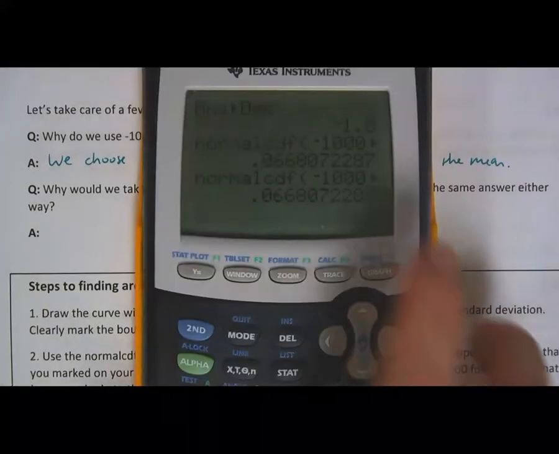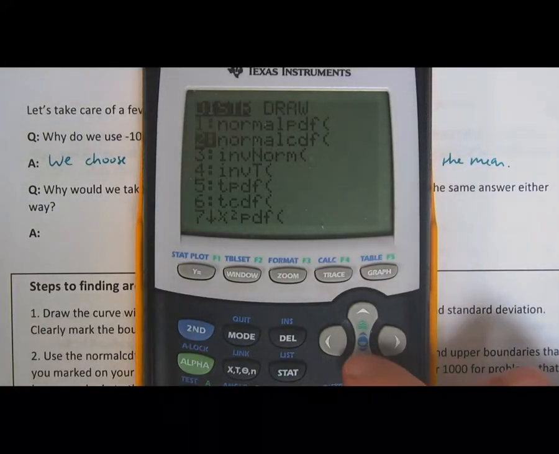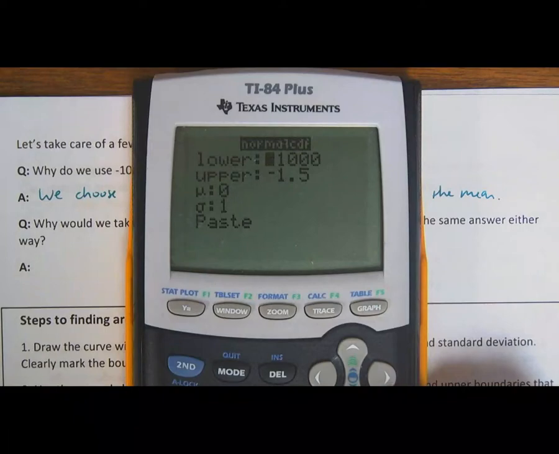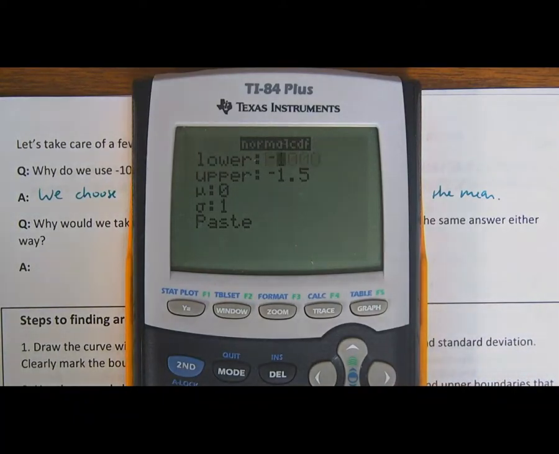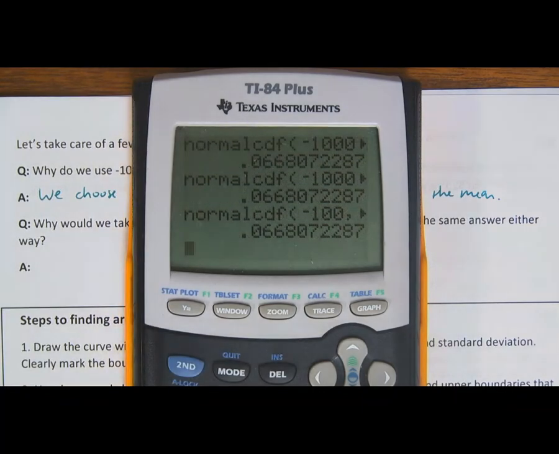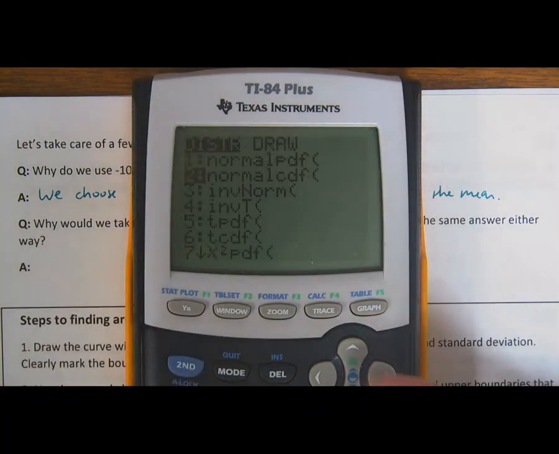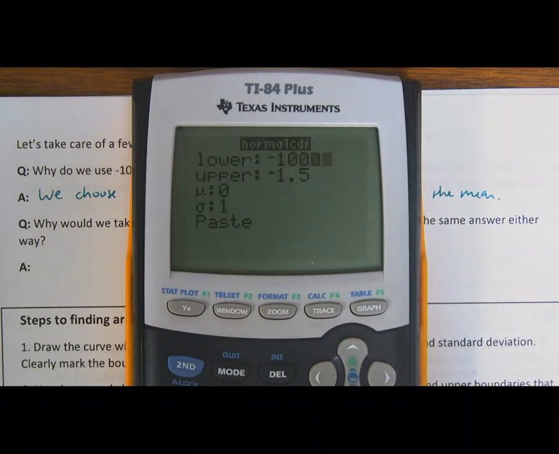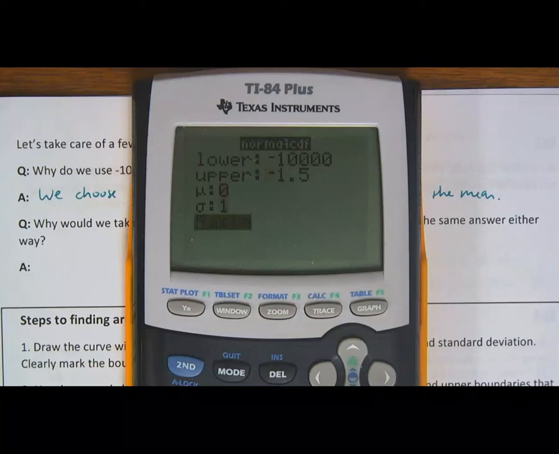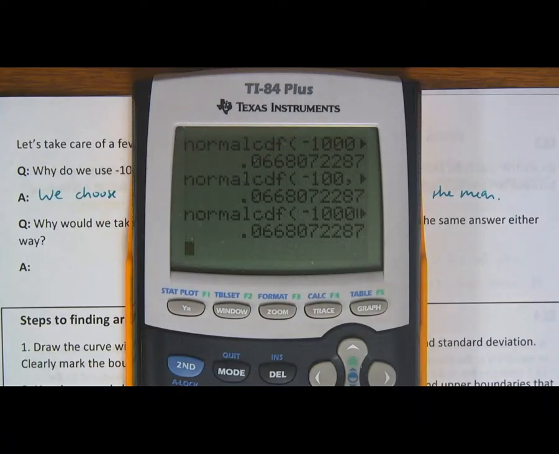But let me show you something. What if, instead of putting negative 1,000, I forgot and put negative 100? Does it change the answer? Okay, what if I got carried away and accidentally put negative 10,000? Does it change the answer? No. So don't get too hung up on how many zeros it has. Just go way far to the left.